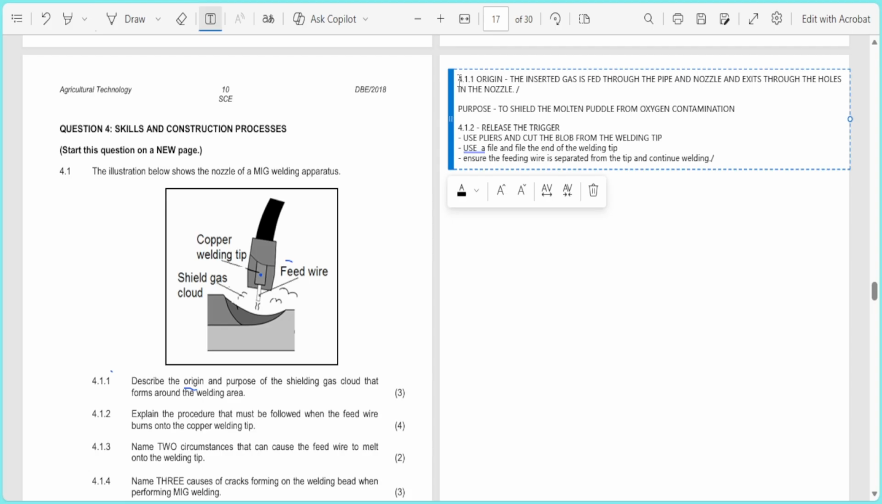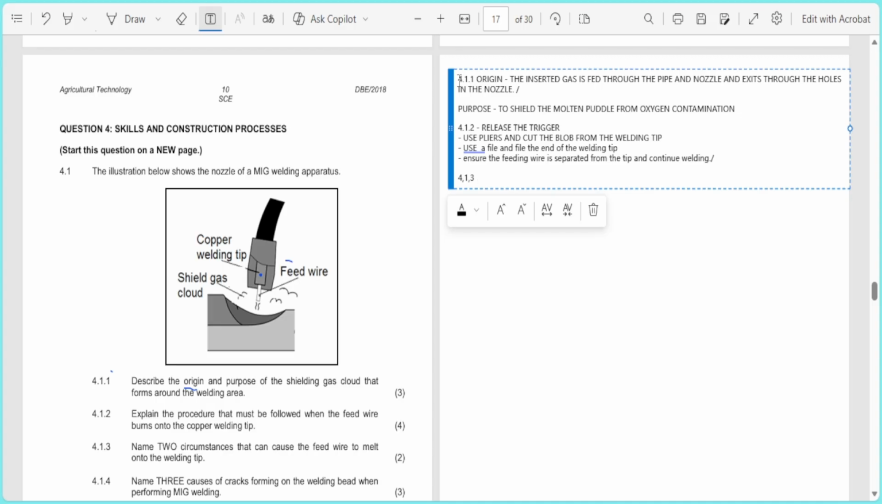Alright, so that's 4.1.2 for us. So for 4.1.3 we need to name three circumstances that can cause the feeding wire to melt onto the welding tip. 4.1.3.